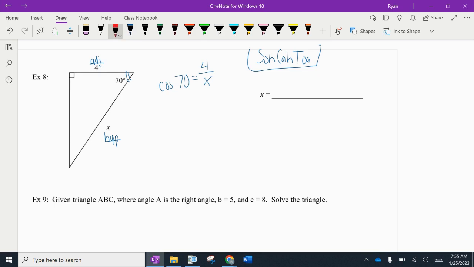I know the angle is 70 degrees. I don't need to take a cosine inverse of anything. The goal is to get x by itself. The problem this time is that x is in the denominator, and I don't really like that. I want to get x out of the denominator first.